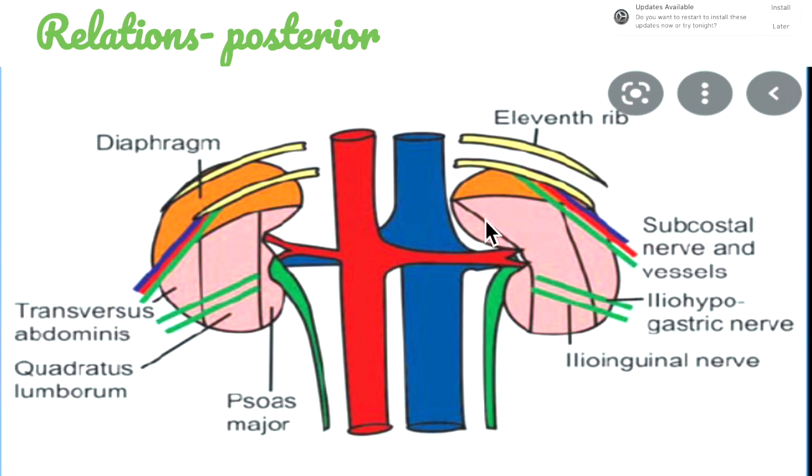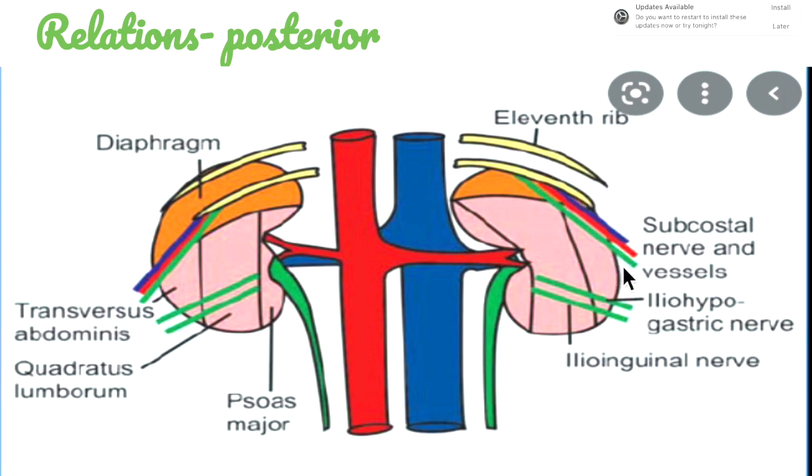If you see the lower part, from medial to lateral, three muscles are in relation with the kidney. From medial to lateral, the first one is psoas major, this one is the quadratus lumborum, and this is the transversus abdominis muscle. Along with that, we'll see the subcostal vessels and nerve.